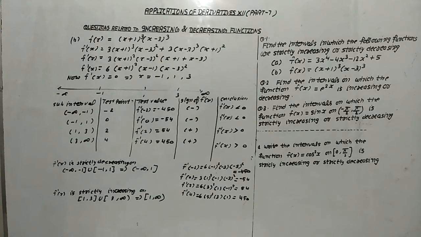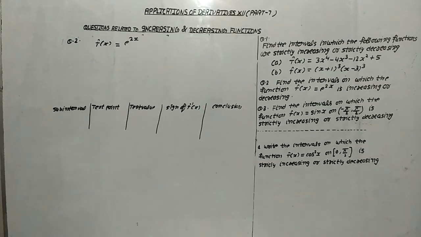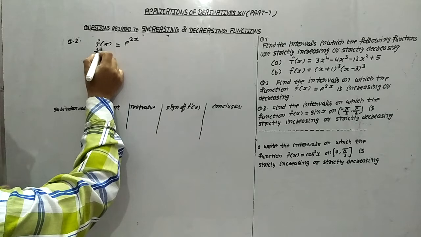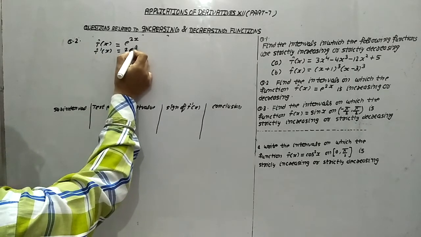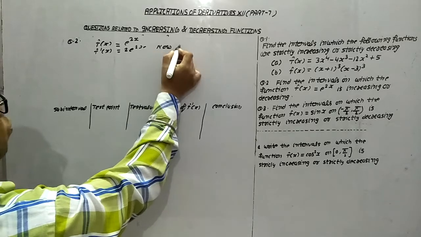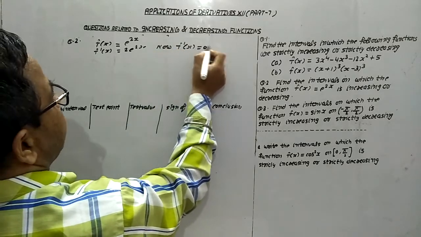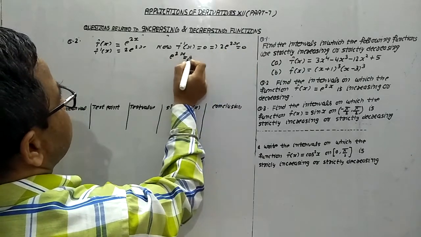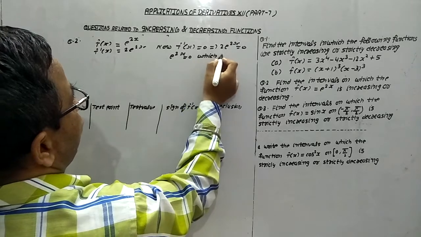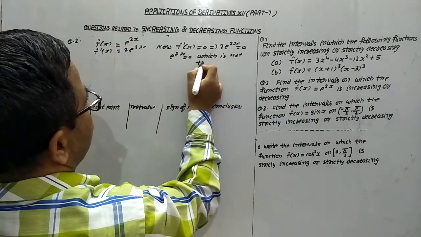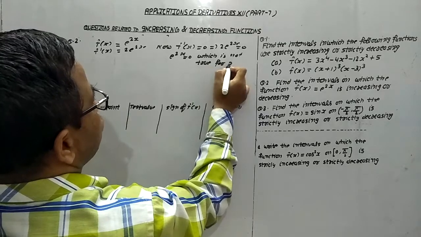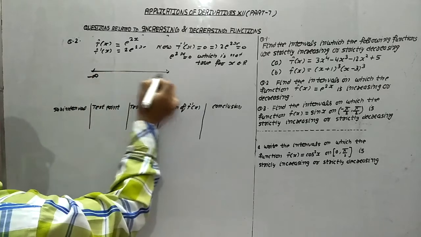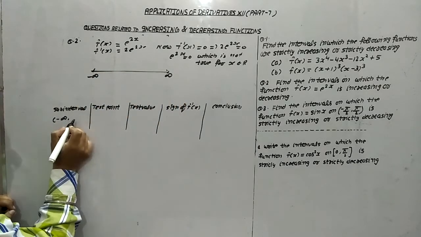Now let's start with the other question. In question number 2, find the intervals in which the function is increasing or decreasing. So we have this function. It means f dash x is equal to 2 e raised to power 2x. Now f dash x equals 0 implies 2 e raised to power 2x equals 0, so e raised to power 2x equals 0, which is not true for x belonging to R. It means the interval will remain minus infinity to infinity.